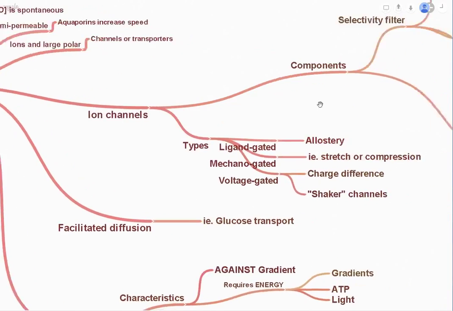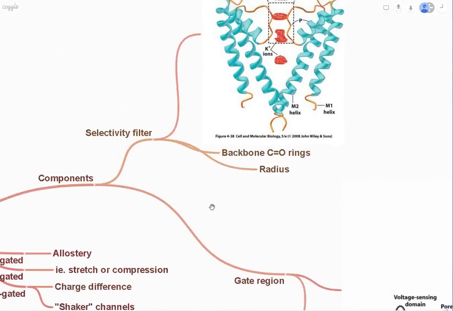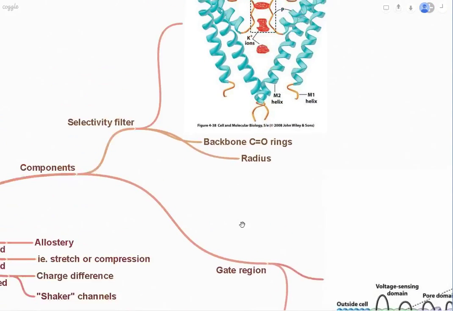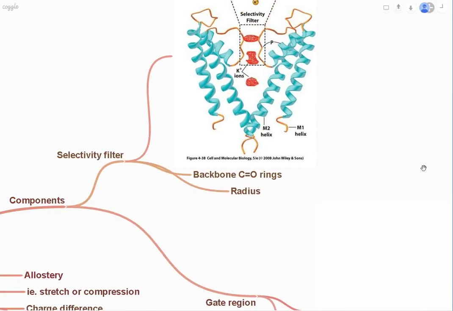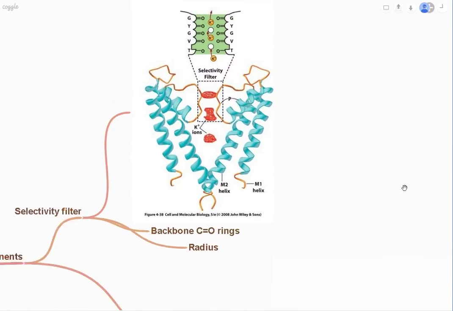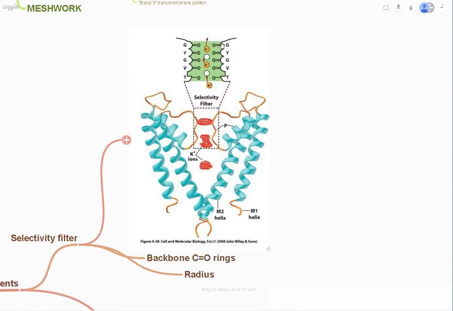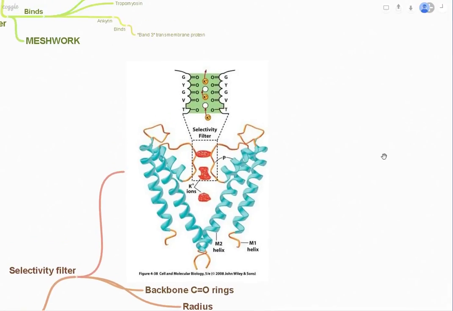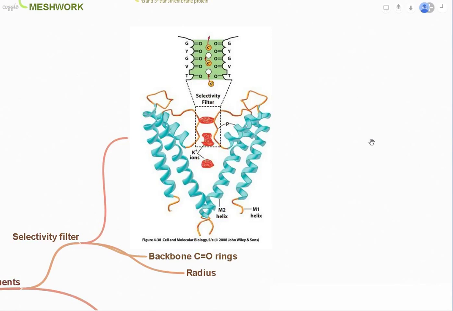Ion channels have 2 basic components: selectivity filters and gate regions. The selectivity filter is somewhat complicated for most people, but all you really need to know is that there are backbone carbonyl rings, and carbonyls are associated with negative charge. Notice that potassium, sodium, lithium, they have positive charges. And specific radii, they're very different.